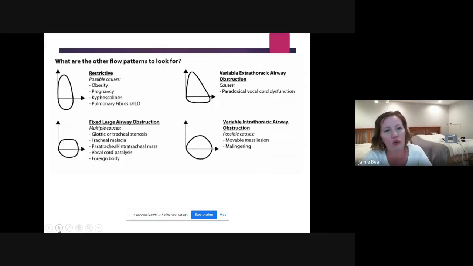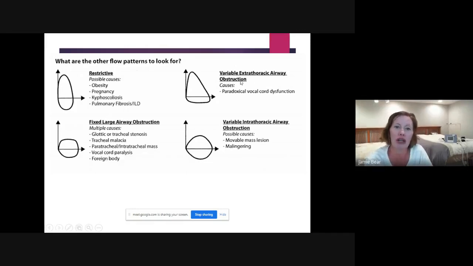So what are other flow patterns to look for? Restricted, once again, will be smaller and thinner, and as it gets more severe, there'll be even less fluctuation at the top as well. So it'll be thin and small, which just mimics their lung volumes.